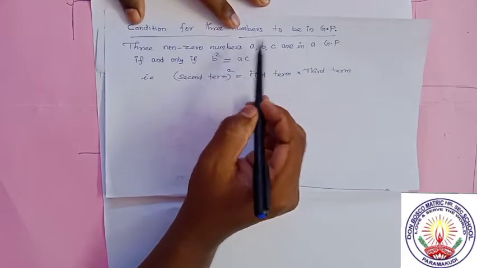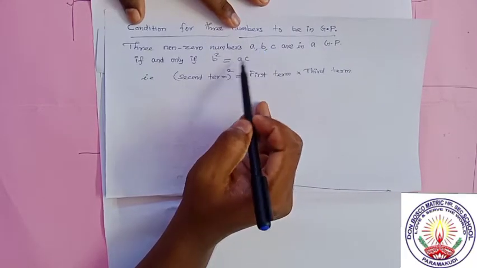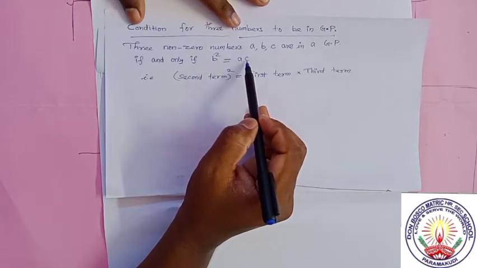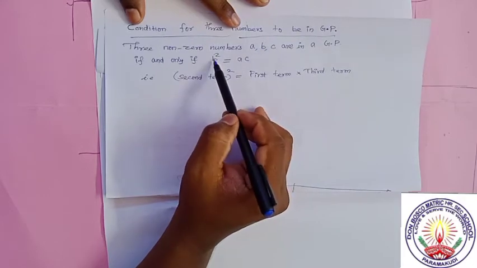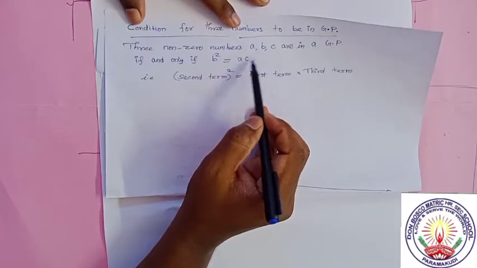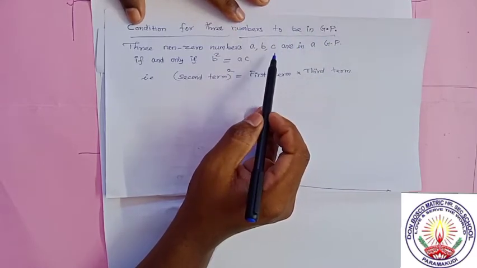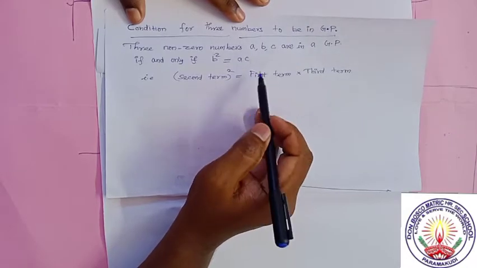That means A is the first term, C is the third term, B is the second term. That means second term square is equal to first term into third term. Then the three numbers are in GP. This is a very important condition for three numbers to be in geometric progression.